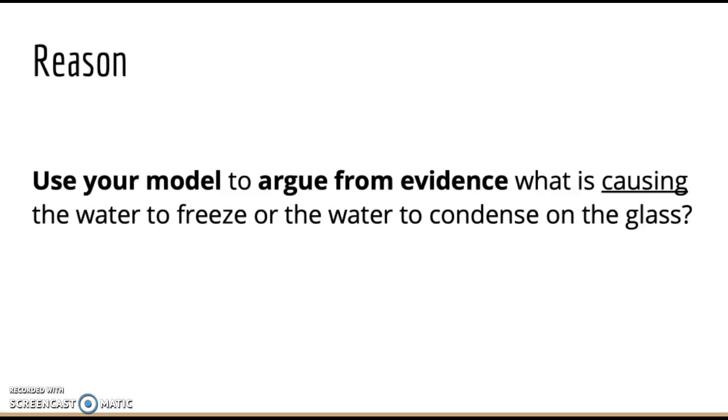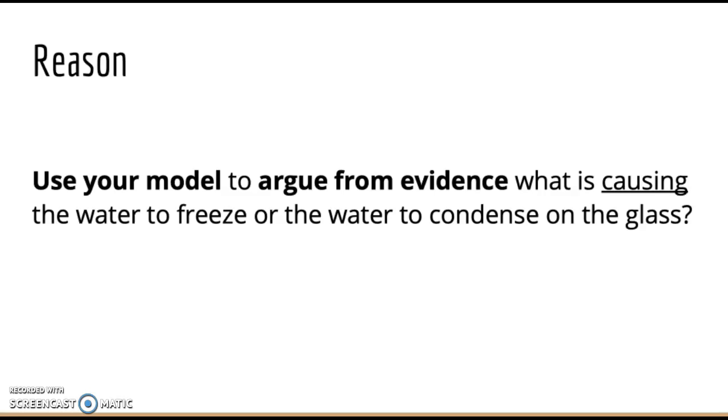Now, at the very bottom, it says, use your model to explain how either adding or removing energy affects matter. So think about what is causing the water to freeze or the water to condense on the glass. So that cold air outside is removing the energy from the water in the glass. The molecules of the glass are slowing down because that cool air is removing the energy. The energy is going from inside the glass out to the air.